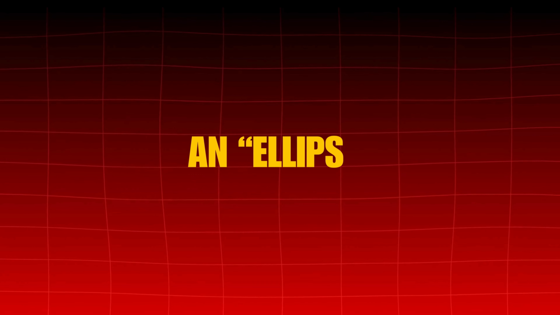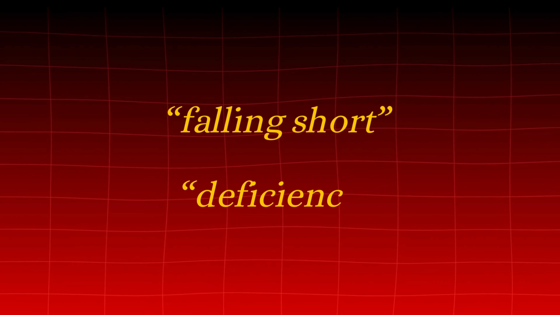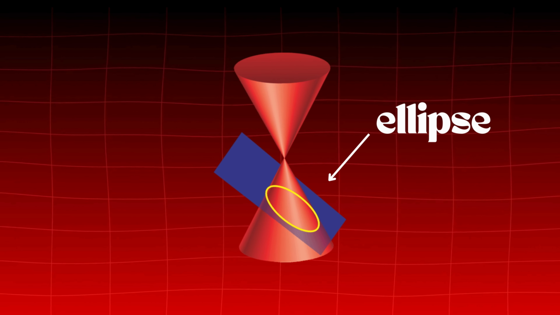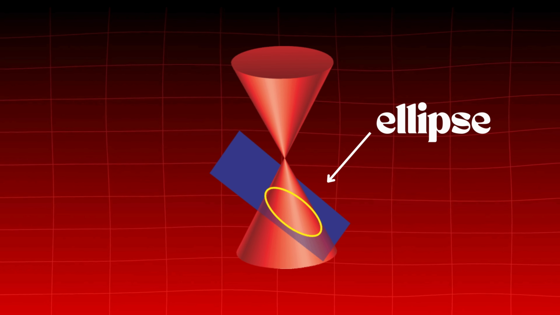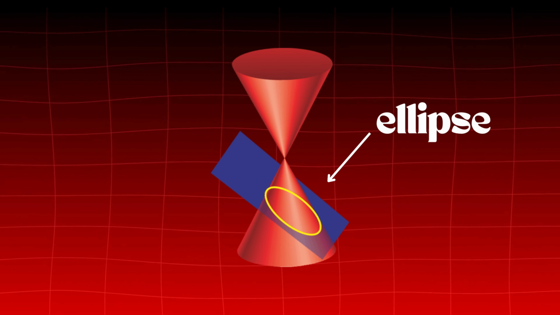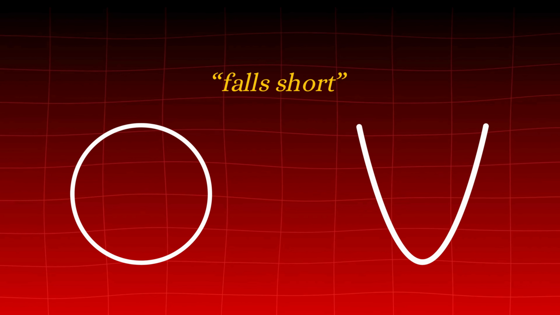An ellipse. The term ellipse is actually a Greek word, which means a falling short or a deficiency. In geometry, this name reflects the fact that an ellipse is a conic section that results when a plane intersects a cone at an angle that is not perpendicular to the base, leading to a shape that falls short of being a circle or parabola. If we stretch or squish a circle, we get an ellipse.